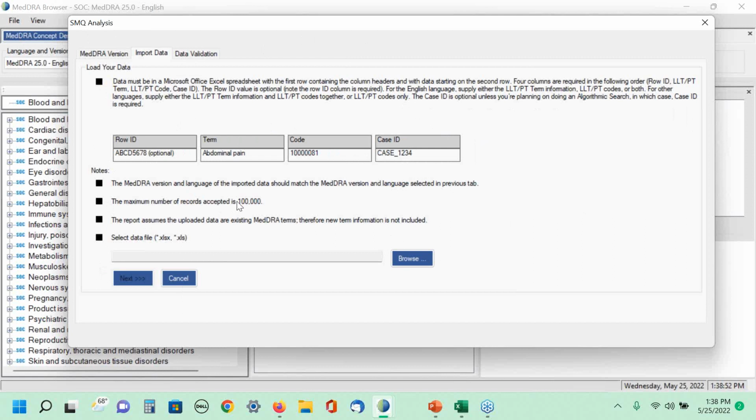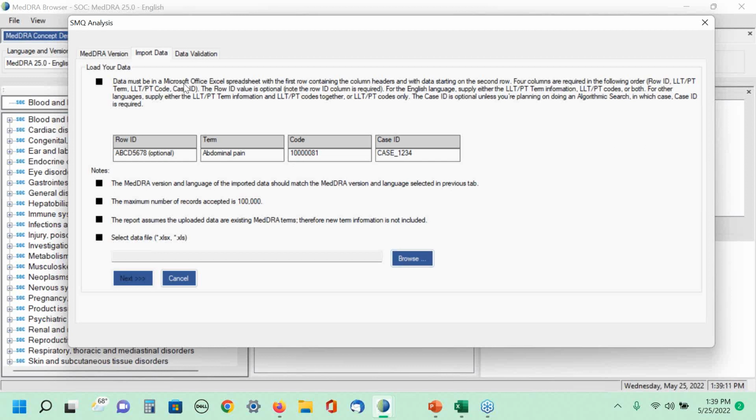You'll also see that the maximum number of records is 100,000. So that's the limitation in terms of number of rows. But I'm going to take my properly formatted Excel spreadsheet that I created for my data on that 17 patient database that I showed you.